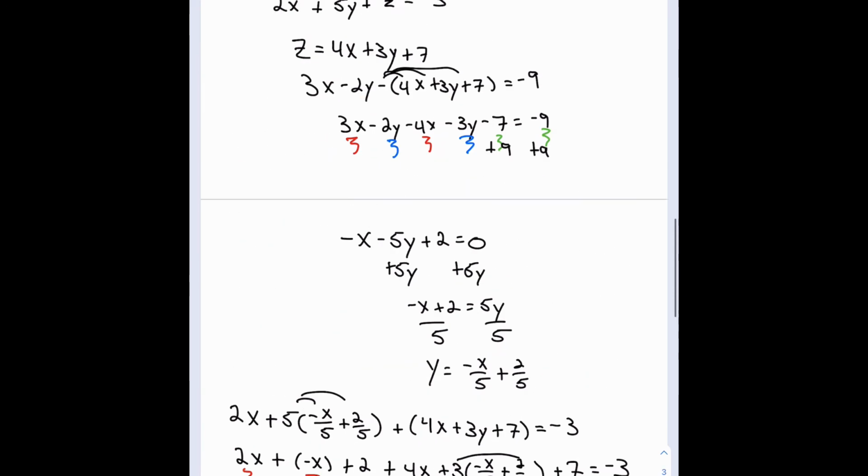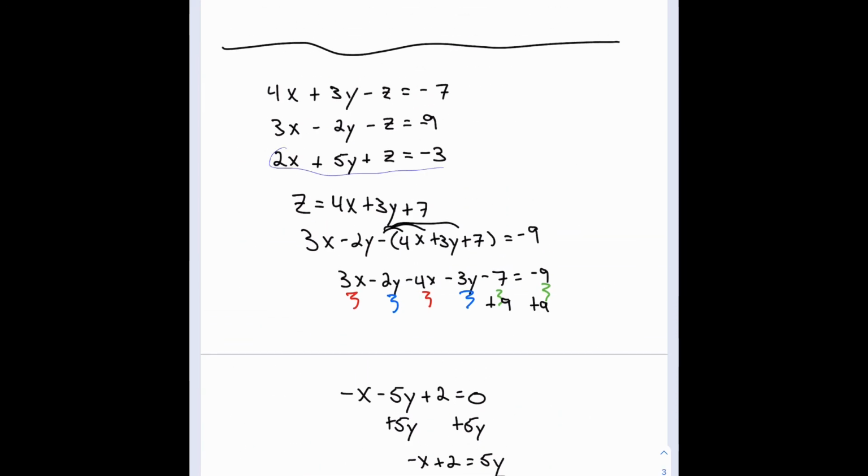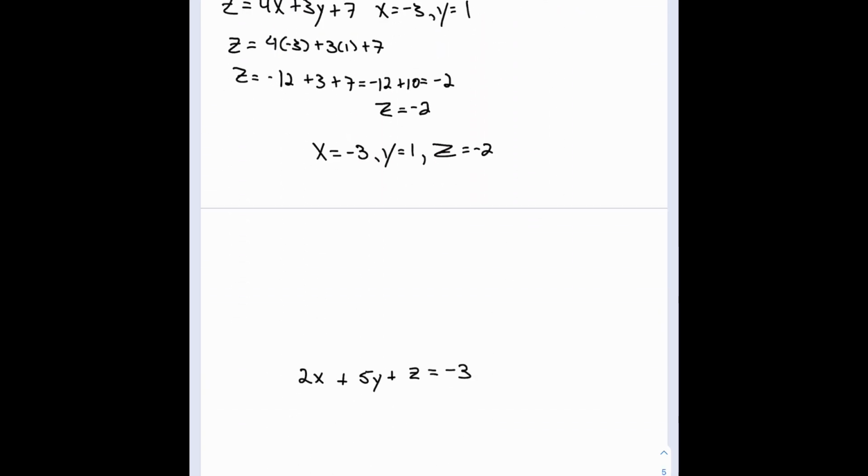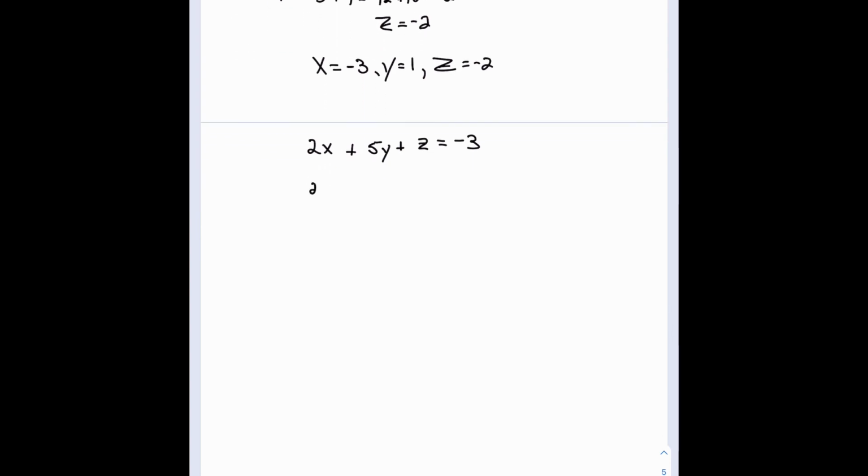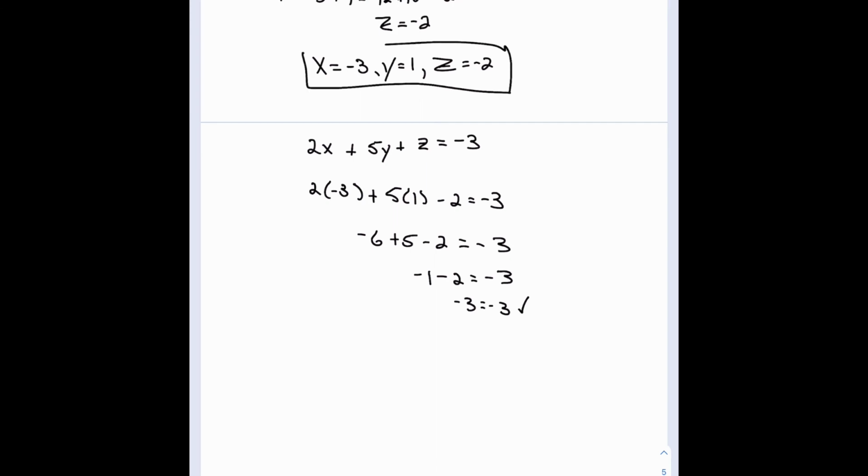So let's take this third linear equation and we'll check. And you would check for all three, but I can leave that as an exercise for you on your own. So 2 times negative 3 plus 5 times 1 minus 2, because z is negative 2. This should all equal negative 3. So does negative 6 plus 5 minus 2 equal negative 3? Negative 1 minus 2. That does in fact equal negative 3. So these are our solutions.